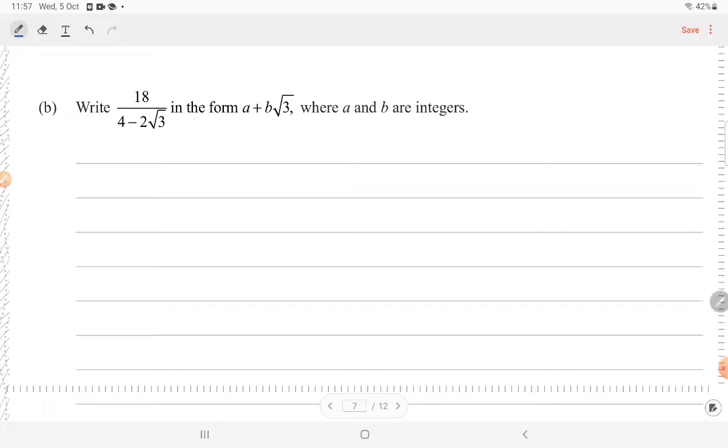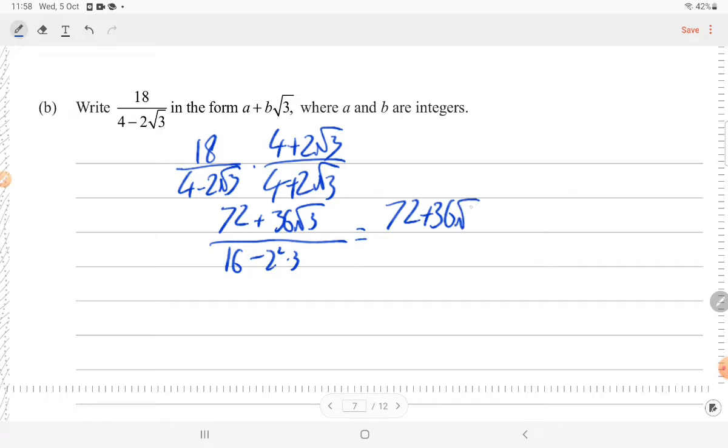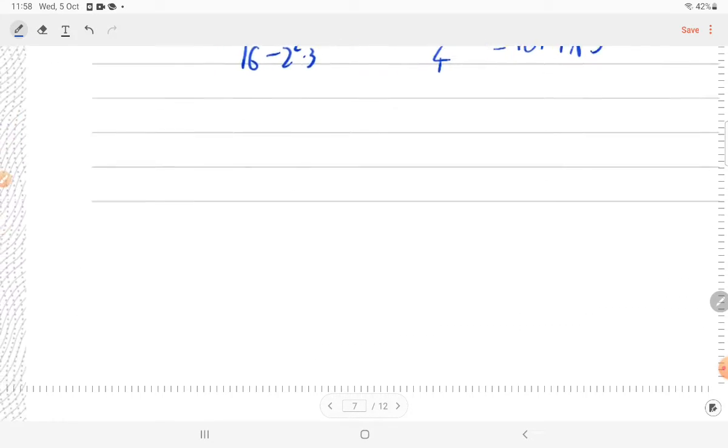So we want to multiply by the conjugate. So 18 take away 2 square root of 3 times 4 plus 2 square root of 3 over 4 plus 2 square root of 3. That's not 30, that's 32. 72 plus 36 square root of 3 over 16, take away 2 squared times 3, which is 12. Is that 18? Yeah, it's 18. So 18 plus 9 square root of 3. Okay, so we got this.